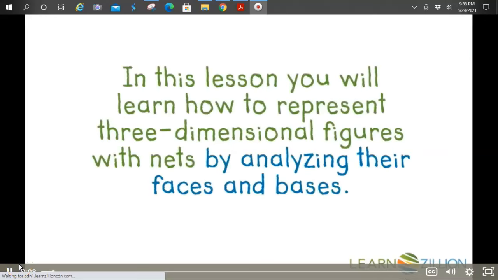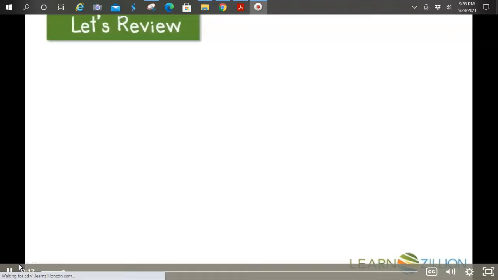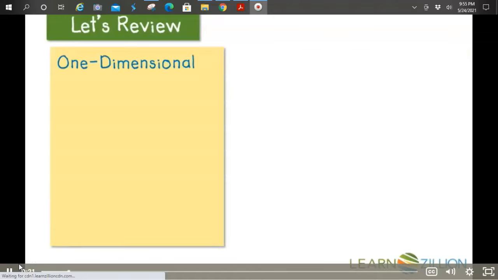In this lesson, you will learn how to represent three-dimensional figures with nets by analyzing their faces and bases. Because we are talking about three-dimensional figures, it's important that we understand what a dimension is. And I'm going to show you some examples of one-dimensional figures.